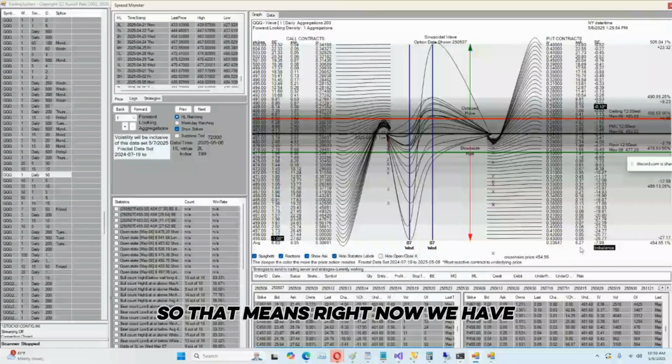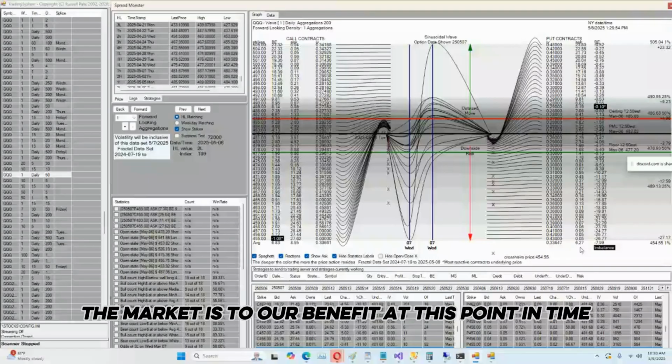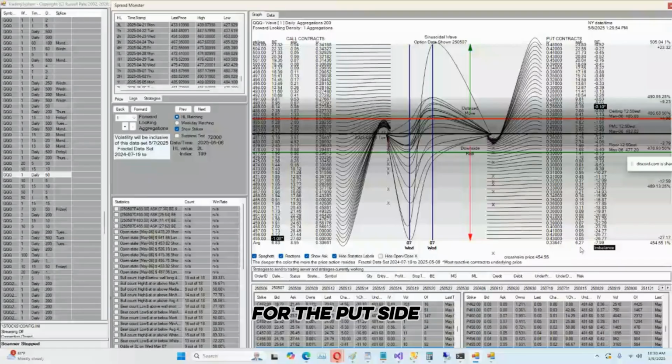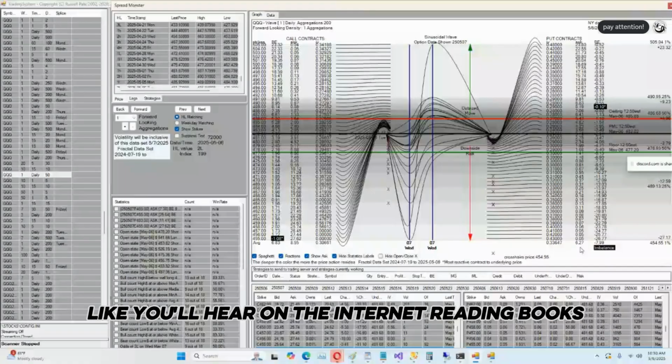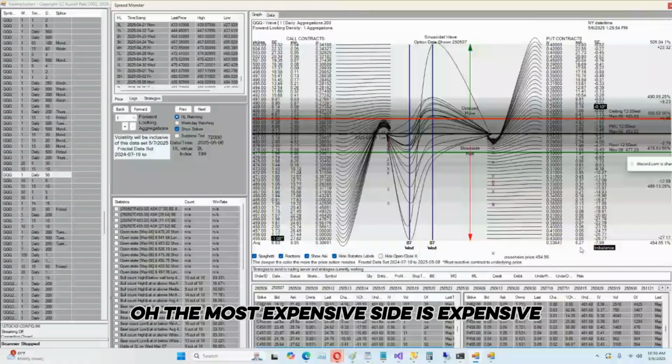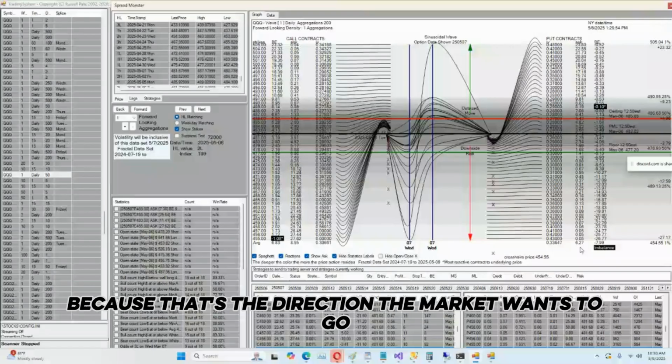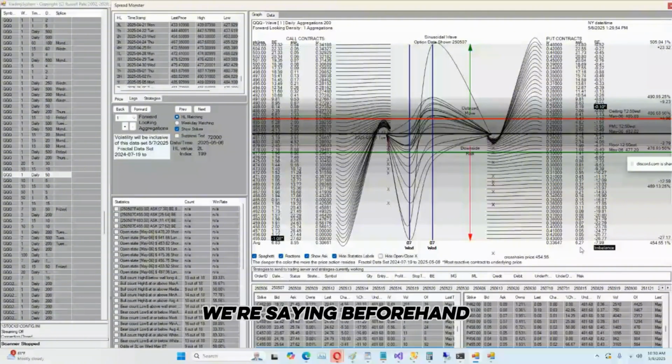So that means right now the market is to our benefit on the put side, because it's cheaper than the call side. It kind of flies in the face of, and it changes over time, but it kind of flies in the face of what you'll hear on the internet and read in books: oh, the most expensive side is expensive because that's the direction the market wants to go. We're saying beforehand what is the reality of the situation.